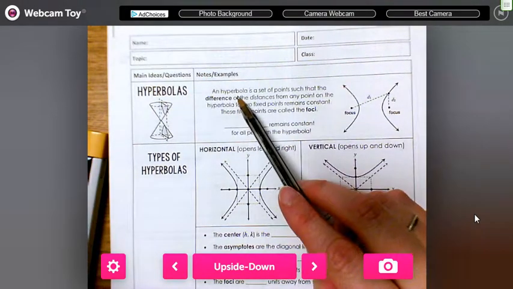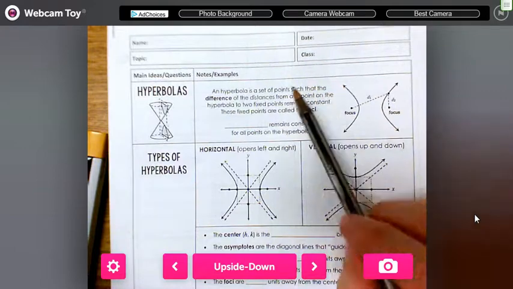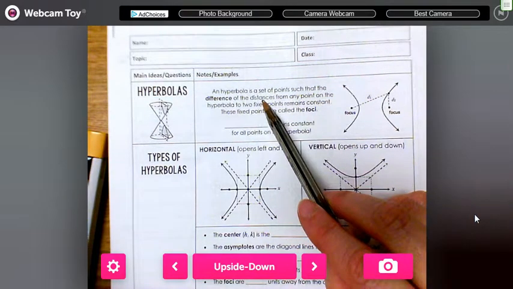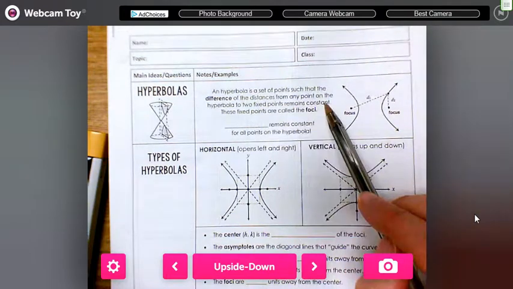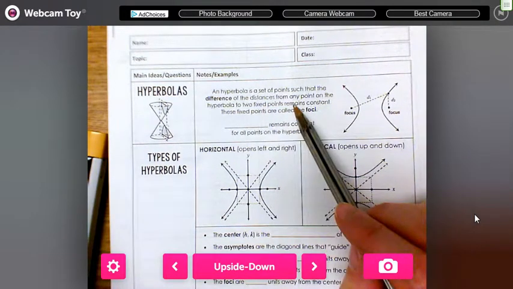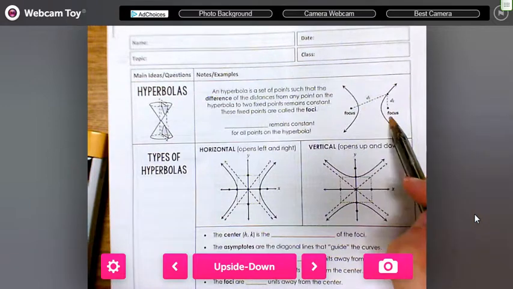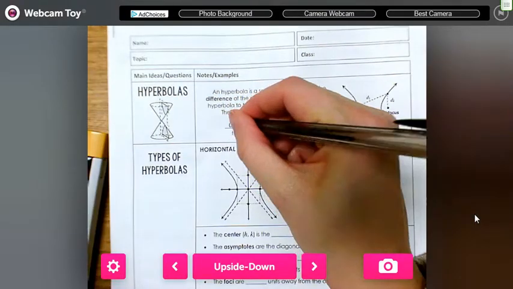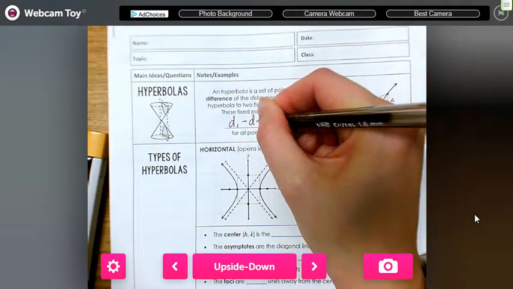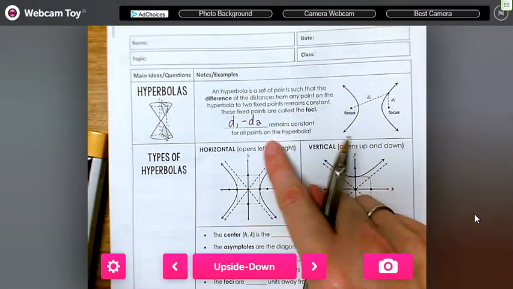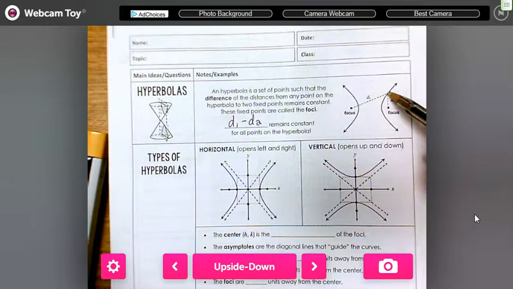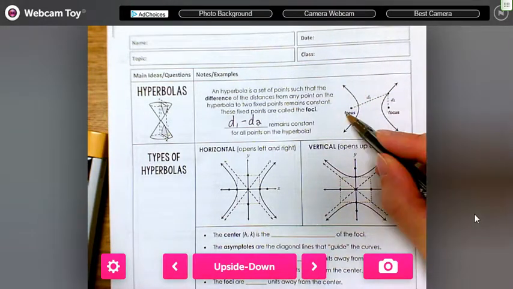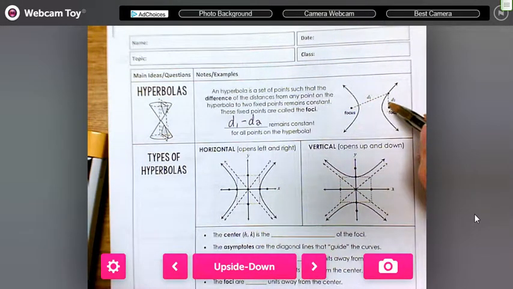So a hyperbola is a set of points such that the difference of the distance from any point on the hyperbola to a fixed point remains constant. These fixed points are called foci, or focus points. Okay? So D1 minus D2 remains constant for all points on the hyperbola. See how it kind of makes a triangle? If I take D1 and subtract D2 from it, it's the same.